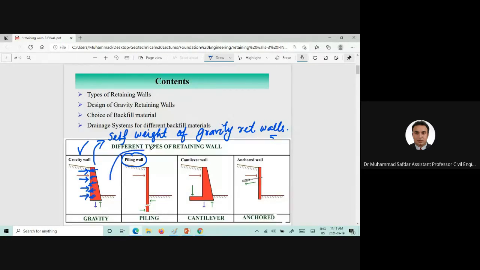Now if you want to reduce the significant amount of mortar, for example stone masonry or concrete, which is used in gravity retaining walls, cantilever walls are constructed. The beauty of the cantilever wall is that this portion of the backfill material, or the weight of this backfill material, is acting onto the heel of the retaining wall. So that's why it adds to the stability of the cantilever retaining wall.